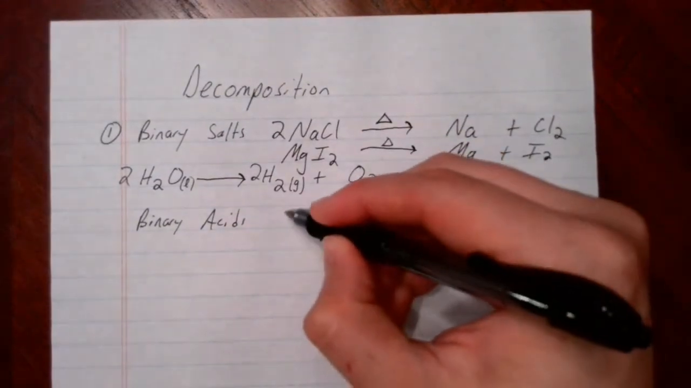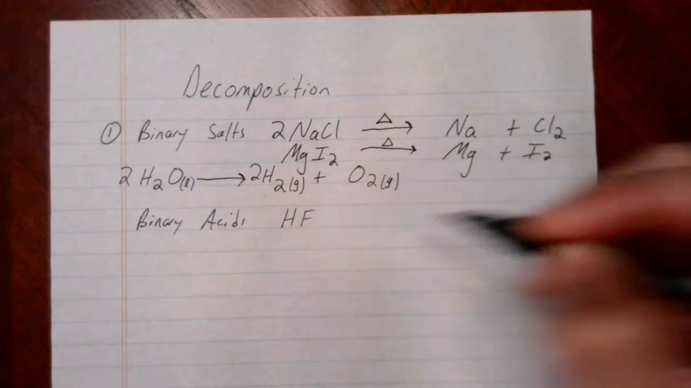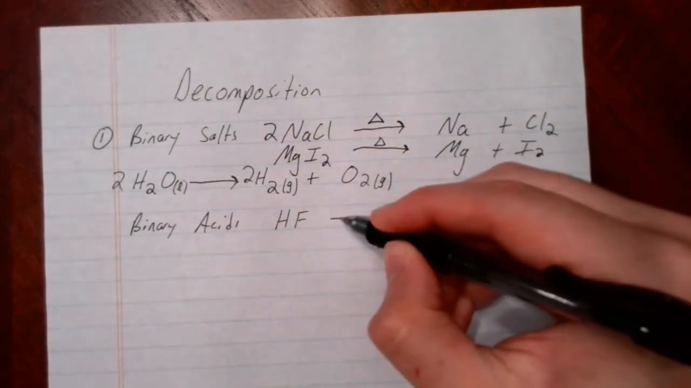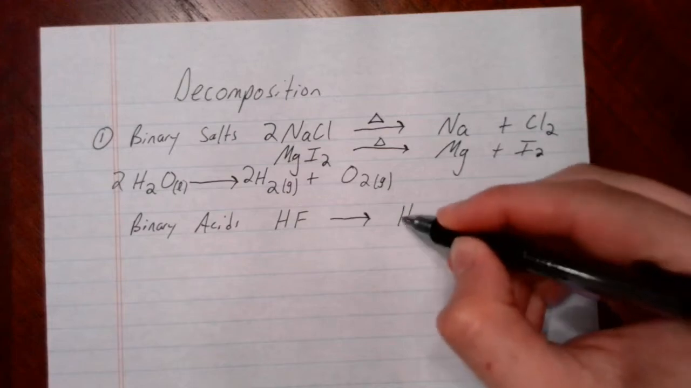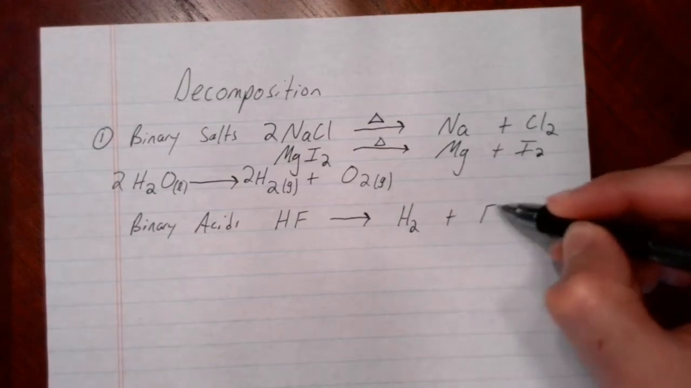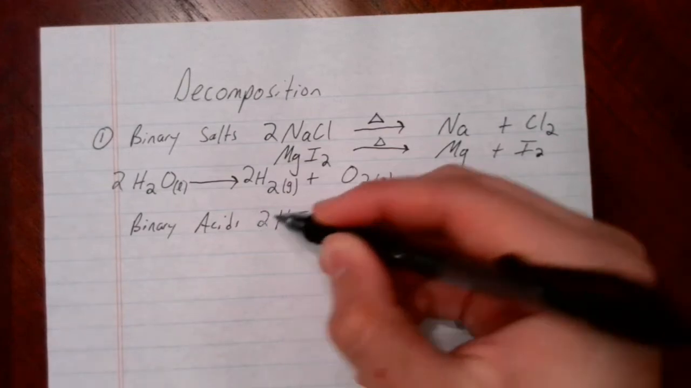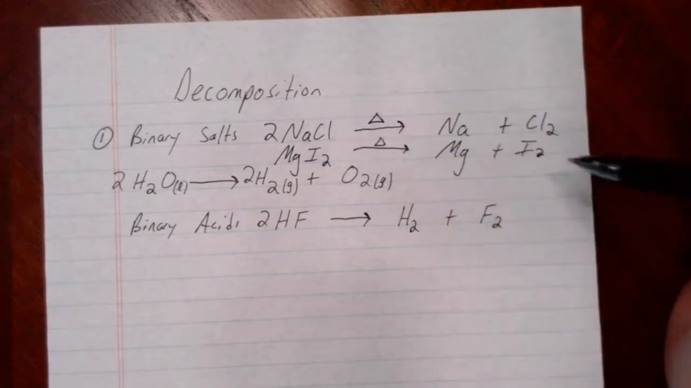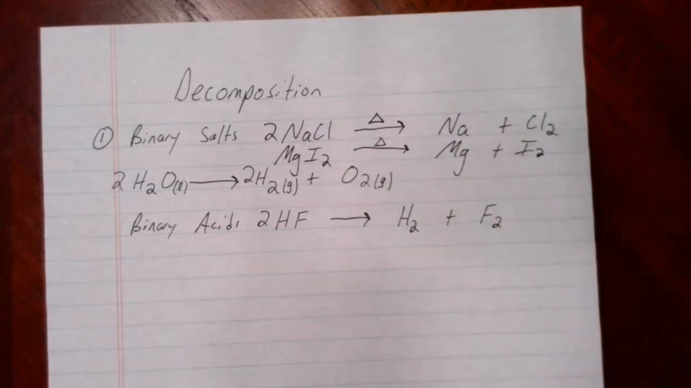Binary acids, same idea. Remember, a binary acid is just hydrogen plus a nonmetal. So HF would decompose into H2 plus F2. We can balance the reaction. The decomposition of binary salts and binary acids are very, very simple. You just simply break the molecule apart, and you can think about the reverse of this reaction as being the synthesis for this molecule. So nothing tricky here at all.